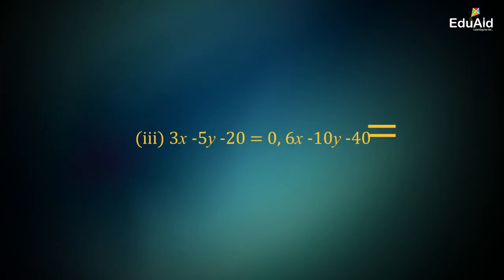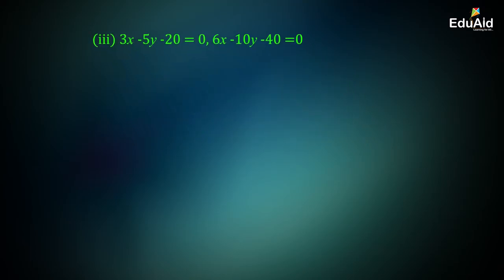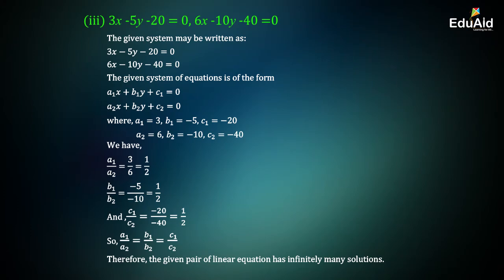Suppose next we are given another pair of linear equations, 3x minus 5y minus 20 equal to 0 and 6x minus 10y minus 40 equal to 0. Now we compare this pair of linear equations in two variables with the general form of pair of linear equations in two variables. So we get, by comparing, a1 is equal to 3, b1 is equal to minus 5, c1 is equal to minus 20 and a2 is equal to 6, b2 is equal to minus 10 and c2 is equal to minus 40.